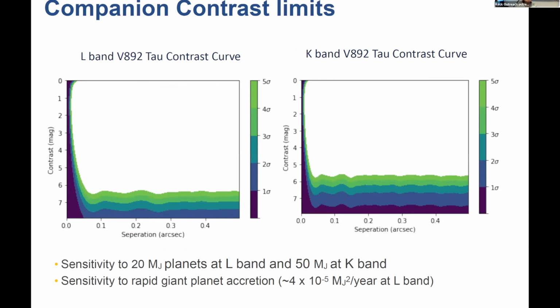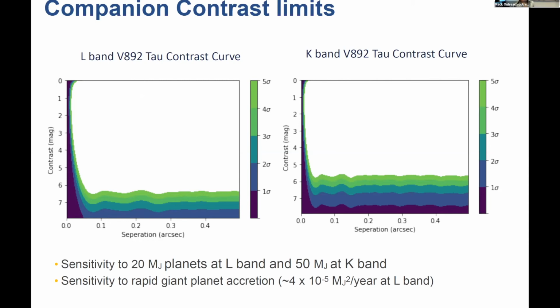In addition, we also place contrast limits on undetected companions. We show our contrast curves for L band and K band, and we compare our magnitudes to magnitudes predicted by hot start models, and we find that we're sensitive to 20 Jupiter mass planets at L band and 50 Jupiter mass planets at K band. So we place upper limits on the planetary masses in the V892 Tau system.